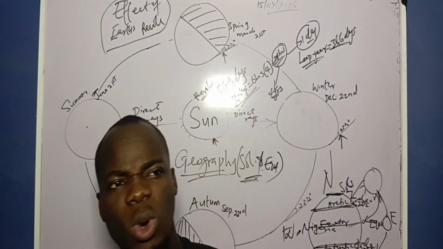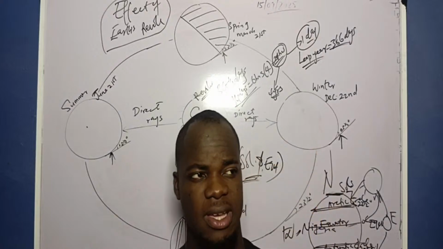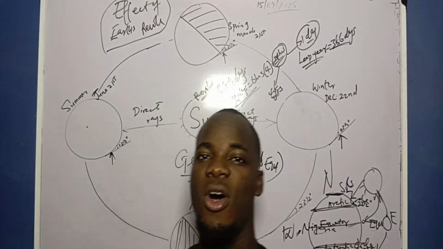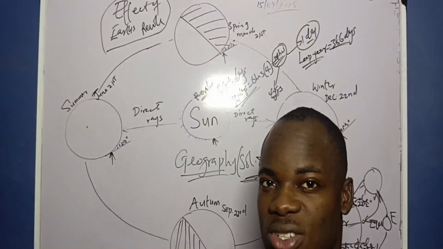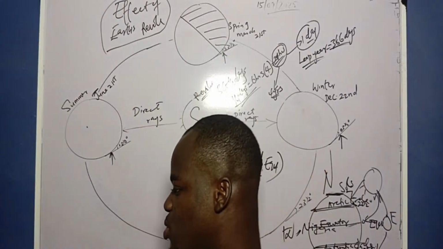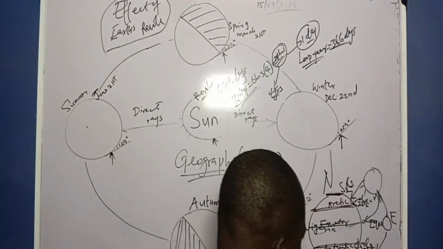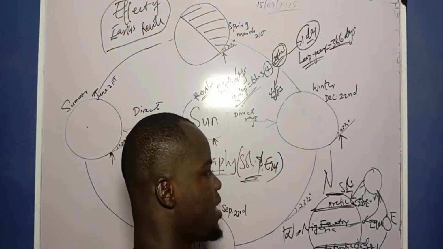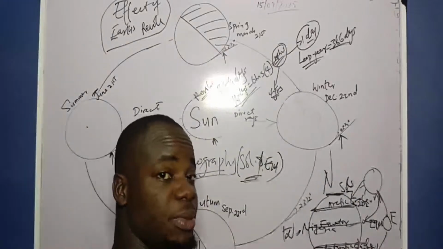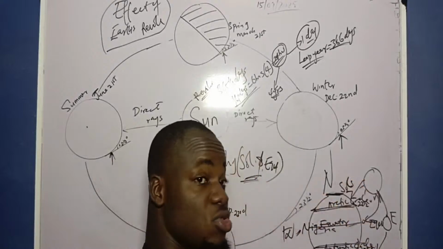So when this particular thing happens in the northern hemisphere, it means that this side of the earth, the southern hemisphere, will experience continuous darkness. This continuous darkness in the southern hemisphere automatically means that there are no sun rays being pushed on this region. There are more sun rays here and there are no sun rays here.